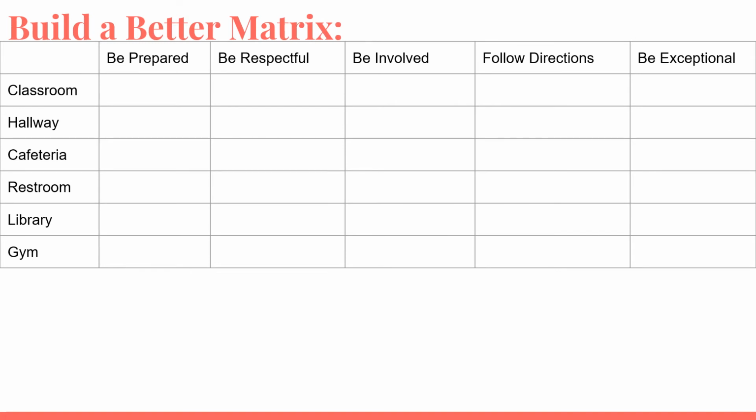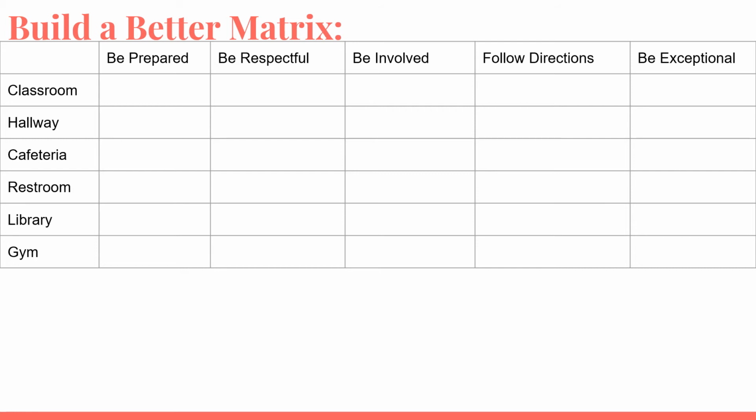Now we're going to build a better matrix. I've already put what our expectations and our locations are going to be. I built this for a school that uses the term pride a lot. We have Eagle Pride or Bobcat Pride. I'm going to assume that this school is an elementary school, and these are the main locations that our students are going to be going to: the classroom, hallway, cafeteria, restroom, library, gym.